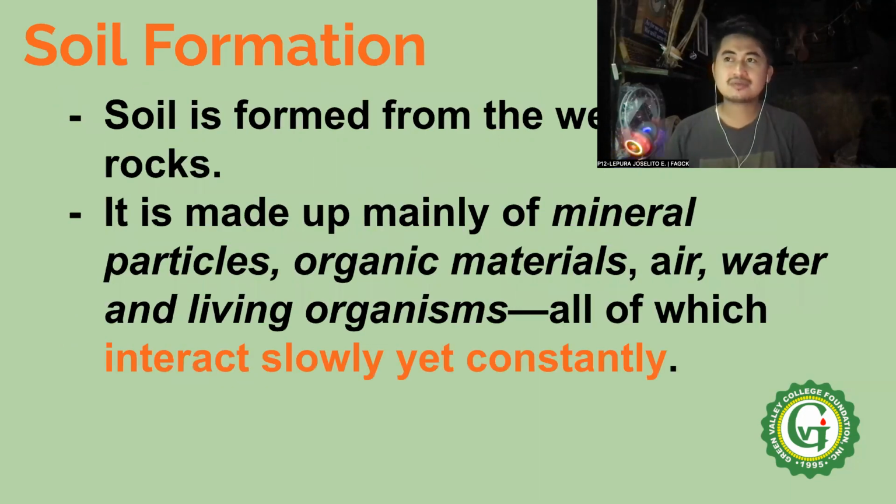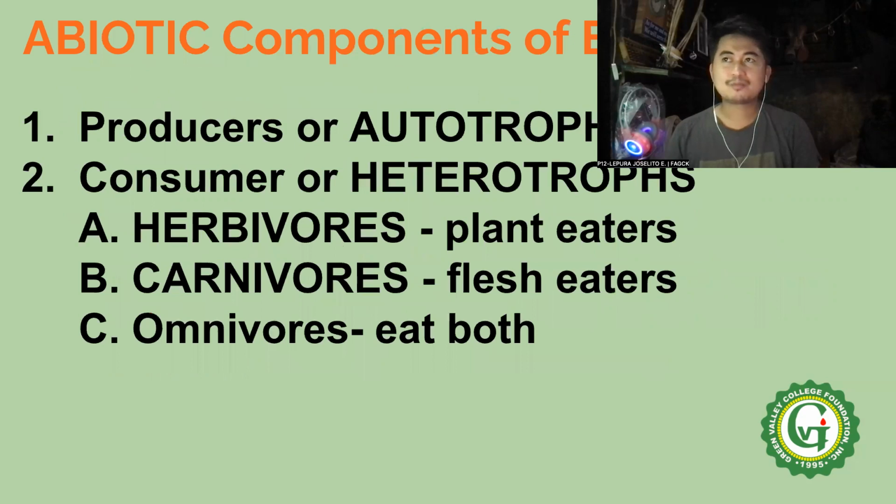Soil is formed from the weathering of rocks, so it is made up mainly of mineral particles. Your soil is not merely composed of one single dominant element; instead, it is a mixture of different minerals, organic materials, air, and water, everything mixed together. Now, for your biotic components, we have also discussed your producers or autotrophs, and at the same time your consumers or heterotrophs: herbivores, carnivores, and omnivores.